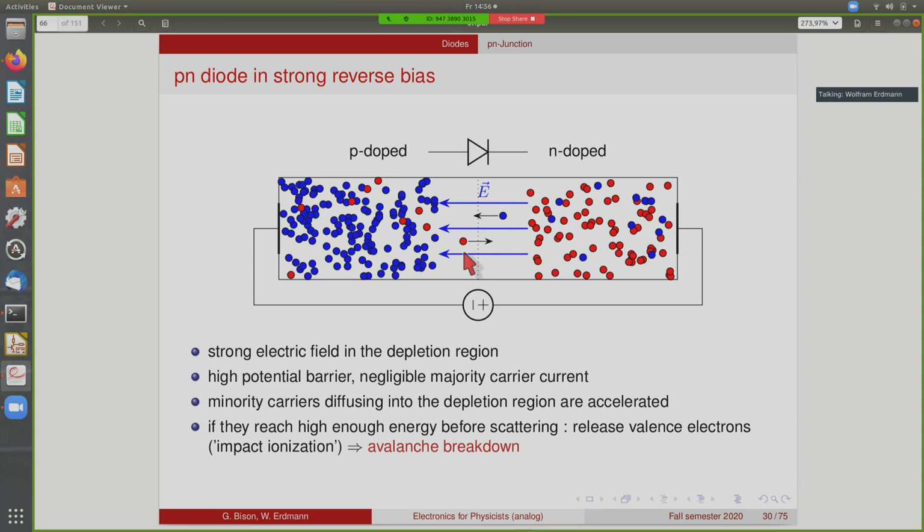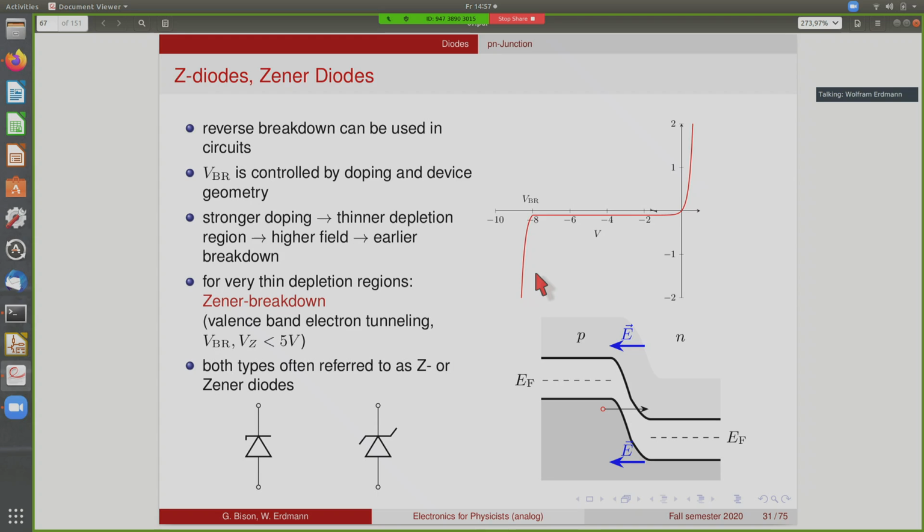However, when this field is very strong, they can be accelerated so much that they knock out valence electrons on their way through the diode. So they get so much energy from the electric field that when they scatter on a valence electron, they release this electron, and then you have electron multiplication. This is the same that happens when you have an electric discharge in air, for instance. So when you have a high electric field in air, the charges that are released can knock out electrons from other atoms, and this multiplies, and you get this avalanche effect. So this is called an avalanche breakdown, and it can be used technically.